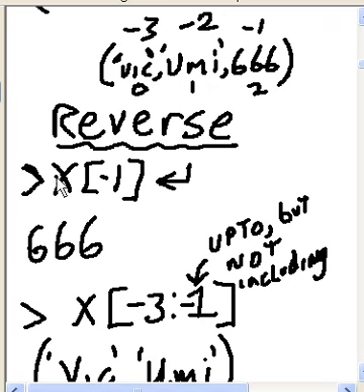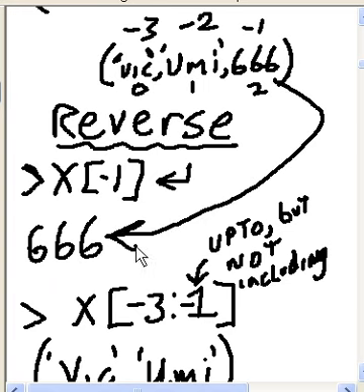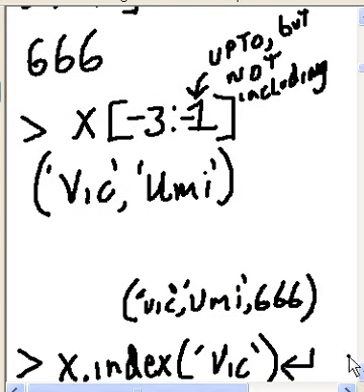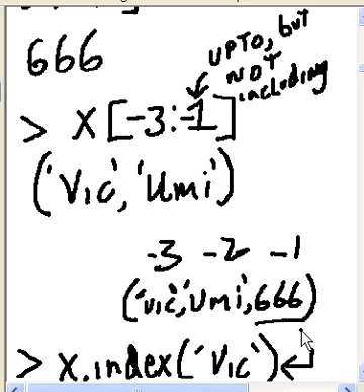Reverse. X of -1 in square brackets, I'm going to get 666. This guy here. Now, let's use a slicing mechanism. X of -3 colon -1. That means up to but not including -1. So I have Vic, Umi, and 666. This is -1, -2, -3. So from -3 up to, but not including, -1. So I get Vic and Umi, and that's what I get here.